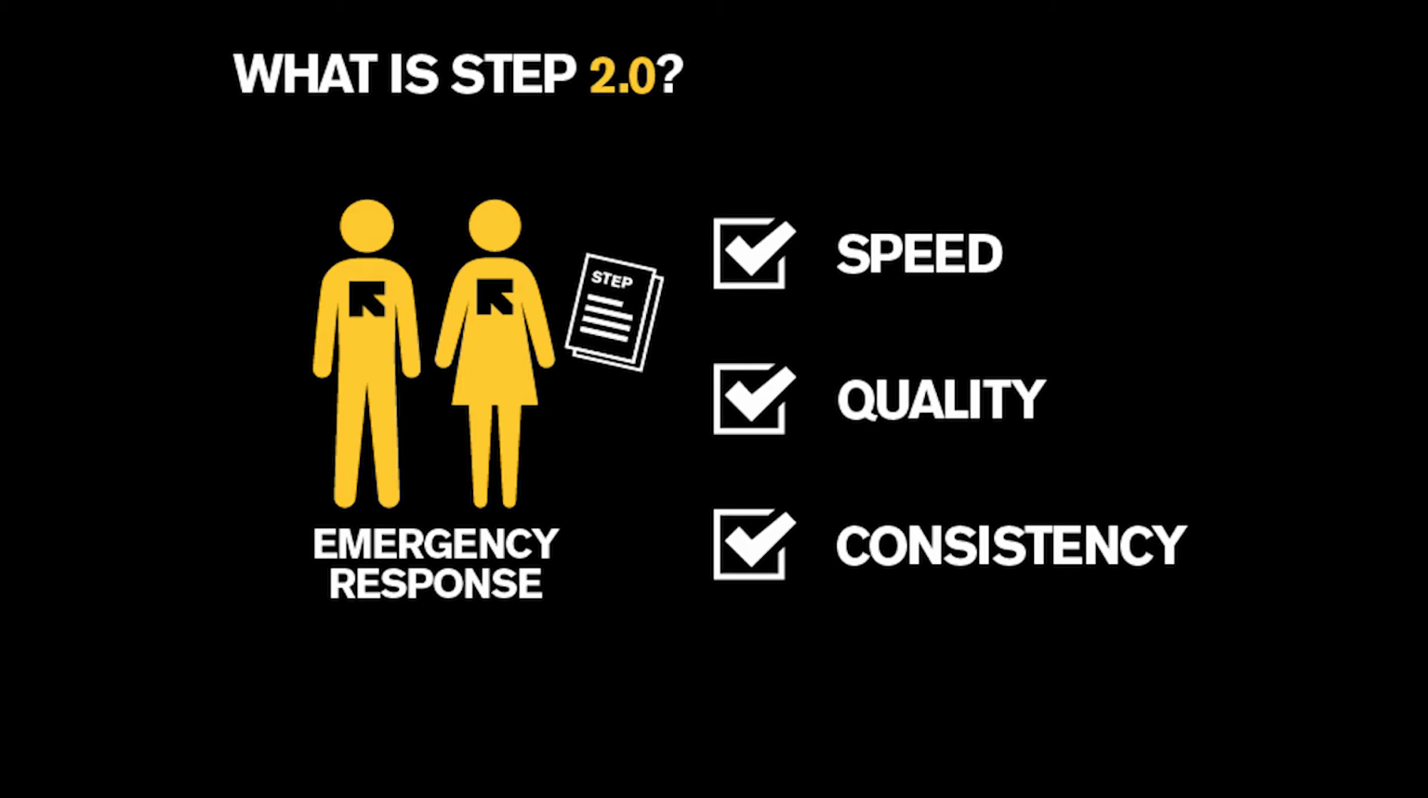Each toolkit is a collection of essential project documents, which field users can download and modify to fit their context, saving valuable time and ensuring consistently high-quality, accountable programming during the most high-pressure moments of a response. Step 2.0 is comprised of 19 toolkits.